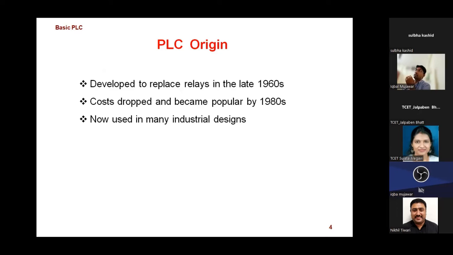Now, as I said, it replaced the relay-based circuit in the late 1960s. And as in the video, you are already aware of the drawbacks of a relay-based circuit. It required huge space, and lots of heat dissipation is there. It's difficult to troubleshoot, replace, wire, and understand. If I want to change the coding, lots of issues are there. Because of that, the PLC is especially designed to overcome those problems. And it became popular in the 1980s as the cost dropped. We are getting it at a lesser cost, and nowadays in any industry, wherever you see automation, in any process industry or mechanical industry, definitely you will get the PLC over there.